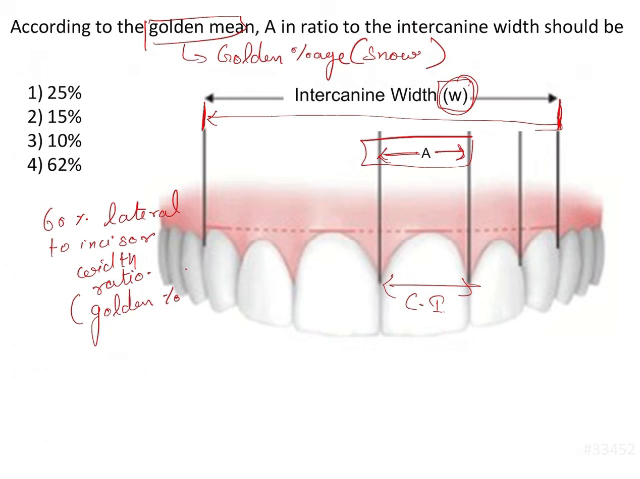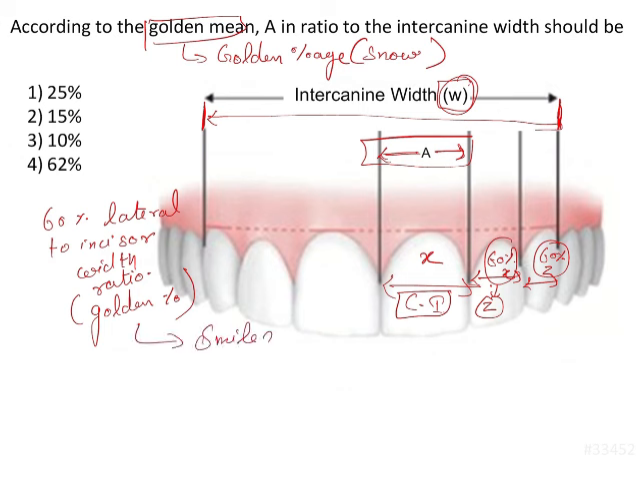What does that mean? That means that whatever the width of the central incisor, for example X, the lateral incisor's width should be 60% of X. And the width of your canine here should be 60% of this particular value. So if 60% of X is going to be Z, it will be 60% of Z. That is one rule called the golden percentage, and it is very useful in smile design. This golden proportion is used in smile design to give the proper width to the various anterior teeth in the aesthetic zone, right?